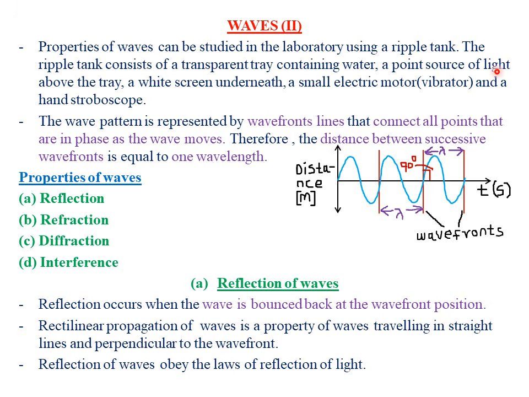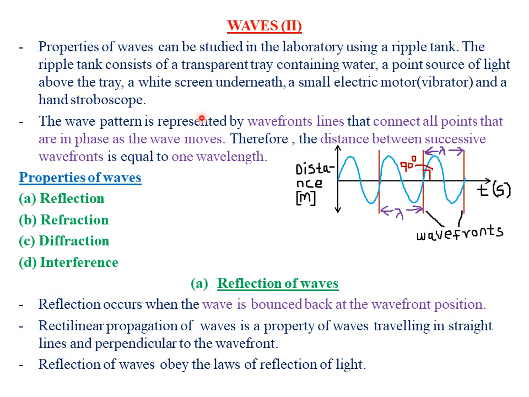Then it also has a point source of light which simply illuminates the waves that have been formed so that they can be reflected. It also has a white screen underneath. The purpose of the white screen is just to display the formed waves. It also has a small electric motor or a vibrator which generates the waves. Remember, when the electric motor vibrates, it simply generates the waves. Then it also has a hand stroboscope, which is just an instrument that we use to observe the formed waves.